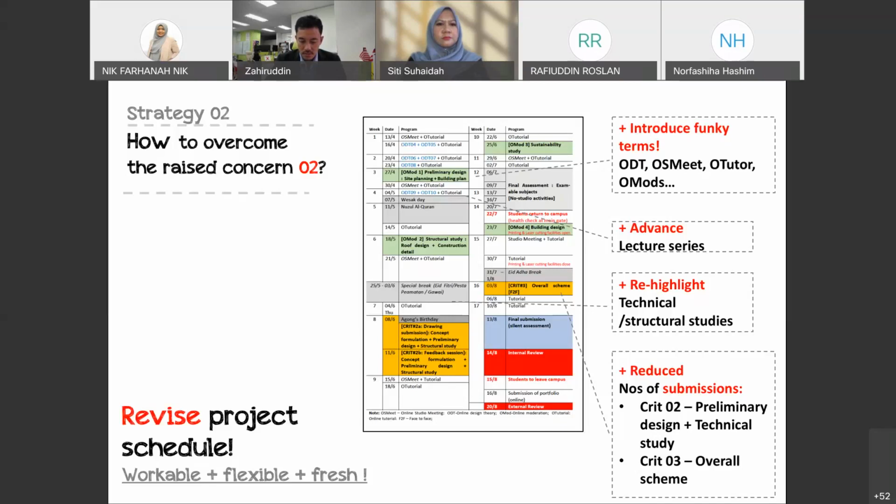When you move the structural or technical study much earlier, right after they have sorted out their floor plans, at least they have time to rework the column placement, time for re-tutoring on their structure, on their roof especially, and time to make models at home, supposedly. So I think that was one of the successful stories that I can always share, and I would love to do this again the coming semester.